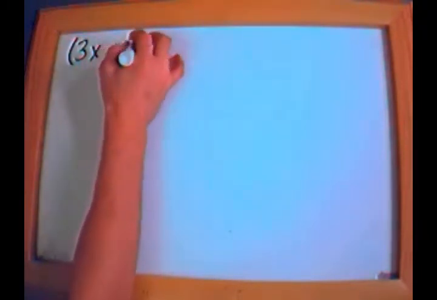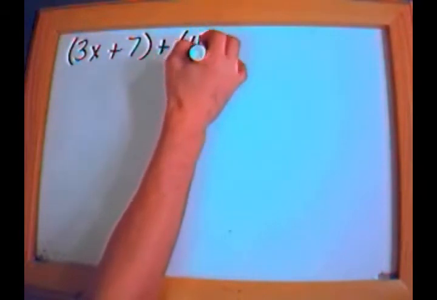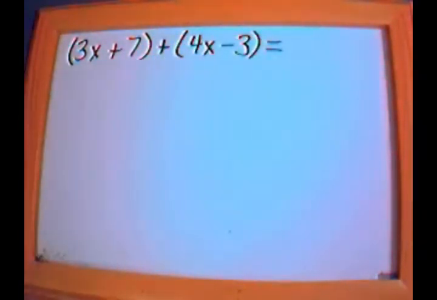Let's go ahead and simplify some different kinds of expressions. I'm just going to write something down, and we're going to try to simplify it. (3x + 7) + (4x - 3). Okay, how do we simplify that?